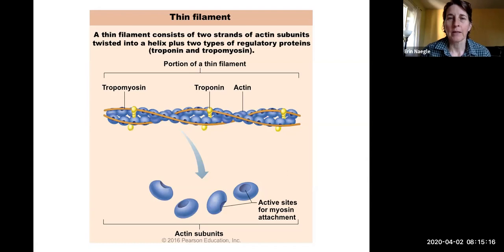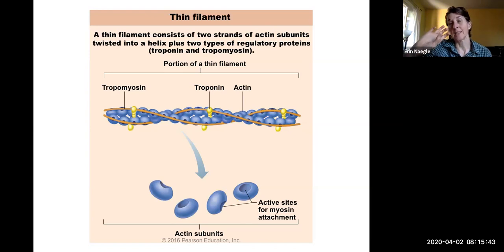And so in the relaxed state, those active sites are covered by tropomyosin. And troponins, these tiny little yellow proteins that you see interspersed every so often, their job is they have the ability to change the conformation of the tropomyosin, and they roll it out of the way when it's time for the muscle to contract.